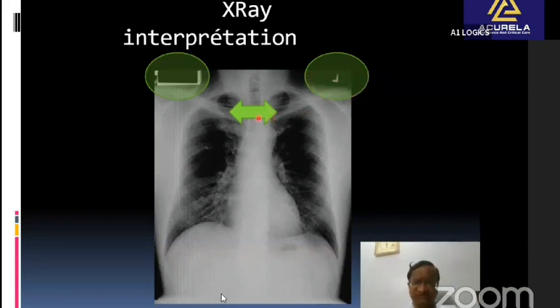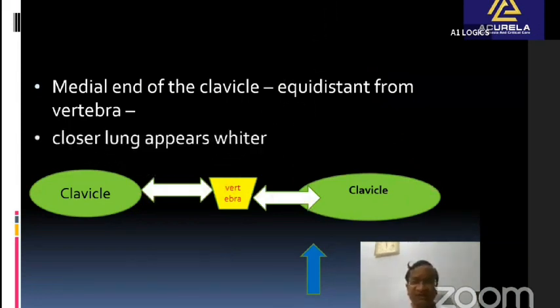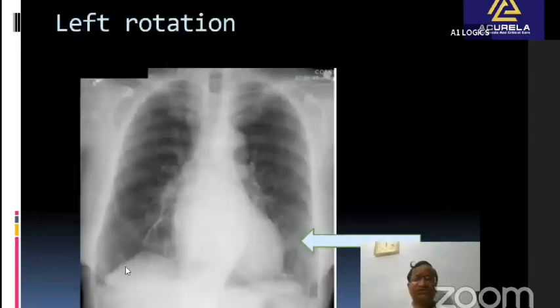Now, this is the medial end of the clavicle. The medial end of the clavicle is in the center, and the trachea and the vertebra are in the center. It is not rotated like this, which means it is centrally placed. Closer lung, everything wider, that is why we should do this. Now we can see this is the left rotation. The left lung looks a little wider. You can see it's a left rotation.